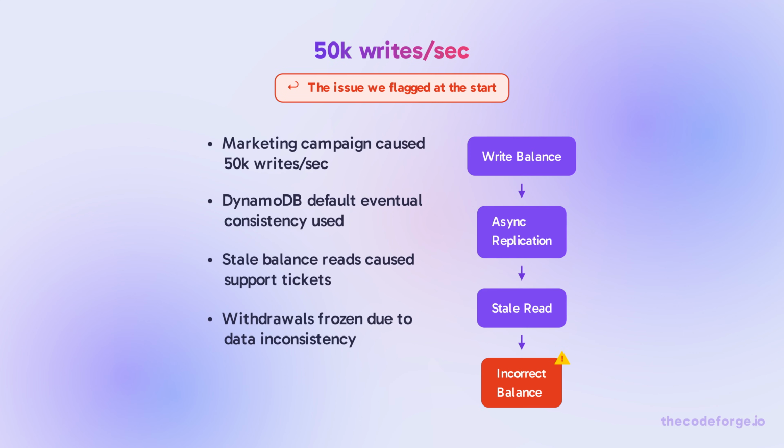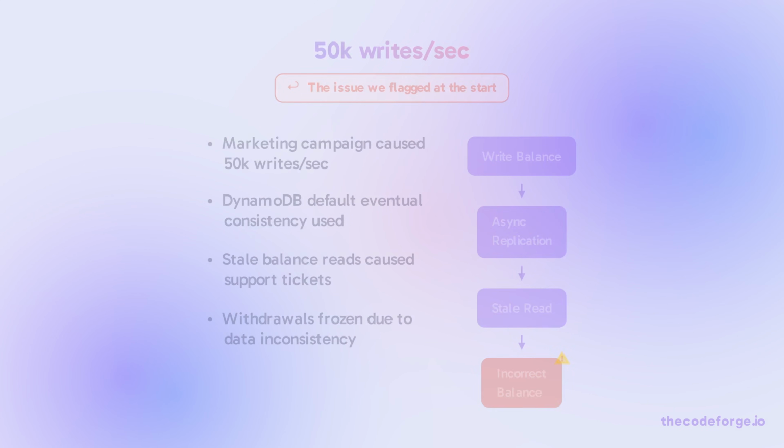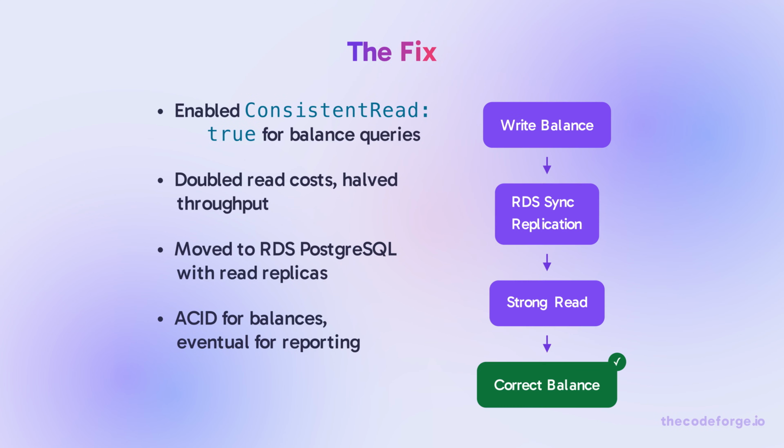This is the same issue we highlighted at the start. Here's exactly why that happened. During a marketing campaign, user balance queries returned stale data because DynamoDB's default eventual consistency was used. Two reads for the same key could return different values within a second. Financial systems need strong consistency, which DynamoDB offers, but at half the throughput and higher cost. The team didn't enable strongly consistent reads because they didn't understand the trade-off. The fix was to enable DynamoDB's ConsistentRead parameter for all balance queries. This doubled read costs and halved throughput, revealing the underlying scaling issue.